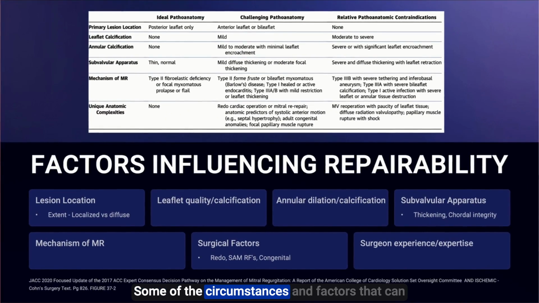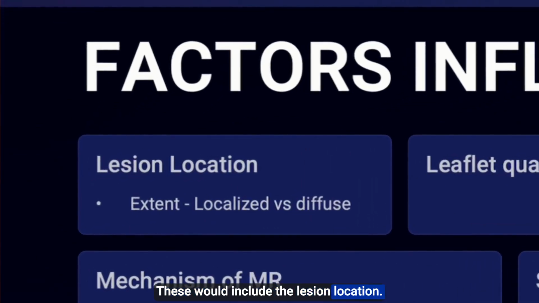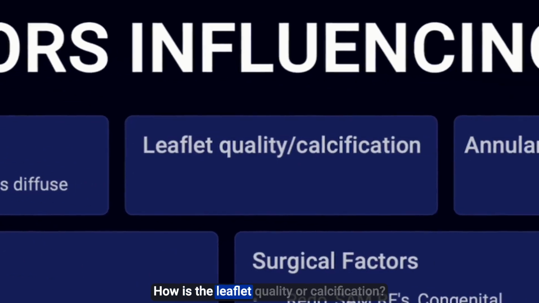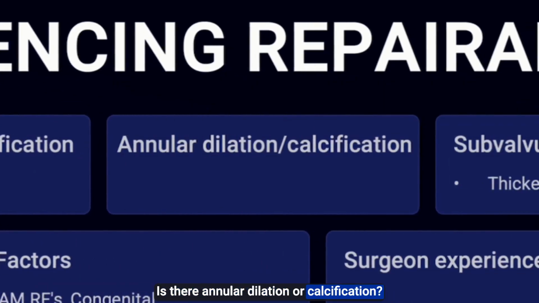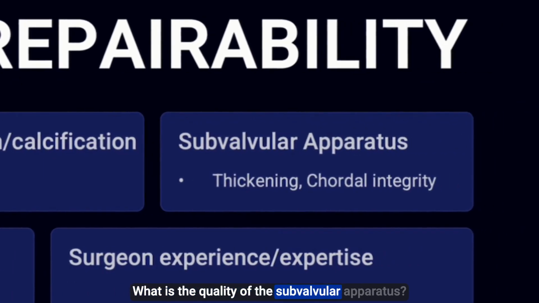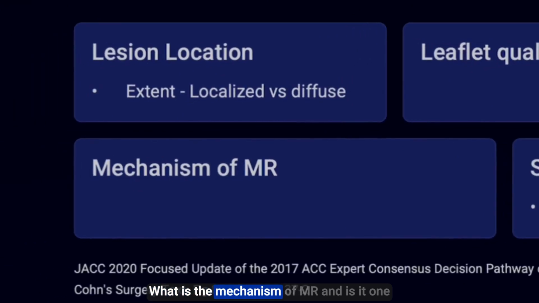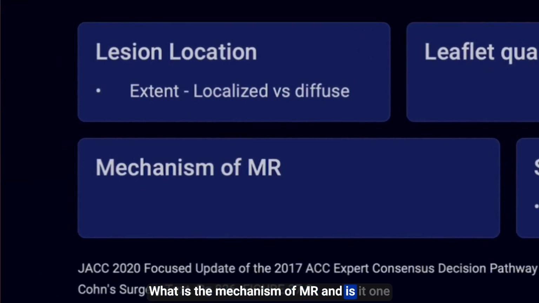Some of the circumstances and factors that can influence repairability are seen here in the slide. These would include the lesion location. Is it a small area that's localized of prolapse, or is it diffuse disease? How is the leaflet quality or calcification? Is there annular dilation or calcification? What is the quality of the subvalvular apparatus? What is the mechanism of MR, and is it one that is frequently amenable to repair or not?